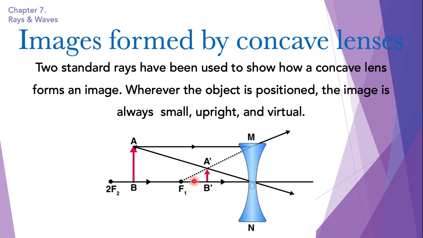So when the rays do not converge, there is no real image. There is only a virtual image, and a virtual image is always upright, but it is magnified. In a convex lens, the image is magnified.